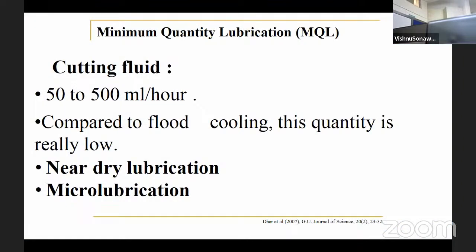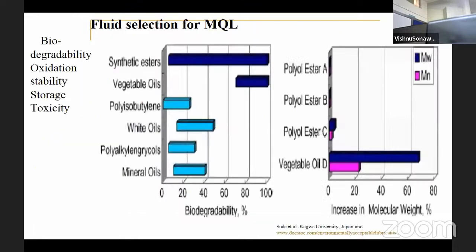Earlier I said the maximum is 50 to 500 milliliter per hour, and this is flood cooling. But in near dry lubrication and micro lubrication, only 5 to 10 milliliter of lubrication is required. Here, for the lubrication purpose, we are using these oils or coolants, these fluids.